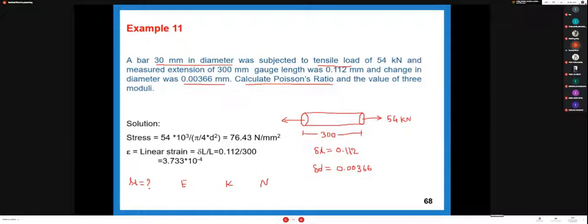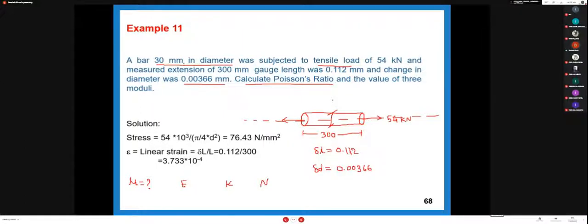So we know the Poisson ratio is given by the lateral strain by linear strain, and lateral strain is the change in length in the lateral direction by the original length in the lateral direction. So here force acts in this direction, so the lateral direction is this. So this is the diameter. So the change in diameter by original diameter is the lateral strain, and change in length by original length is the linear strain. So the ratio is defined as the Poisson ratio.